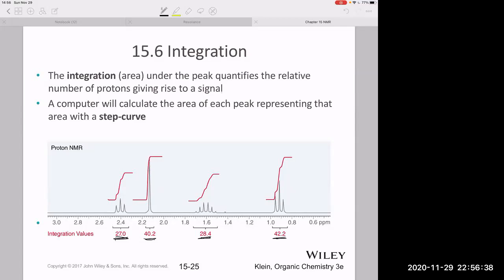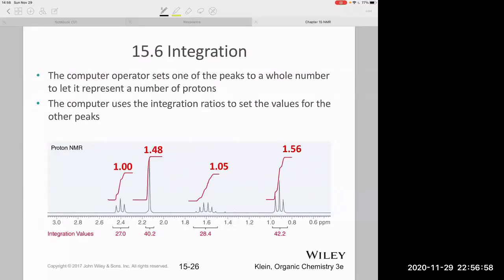Okay, so then how do we get that information of number of hydrogens from these numbers here? Well, these areas are all relatives. So what you do is you go in and you divide by whichever one is the smallest. So in this case, it's the 27. So now the information is going to be the area relative to the smallest peak. So of course, this one at 27 goes to 1. And then notice this is now 1.48 or 1.5. This is now 1.05 and 1.56.